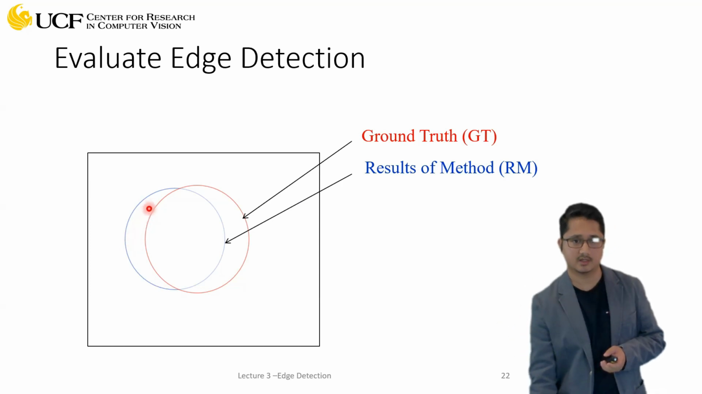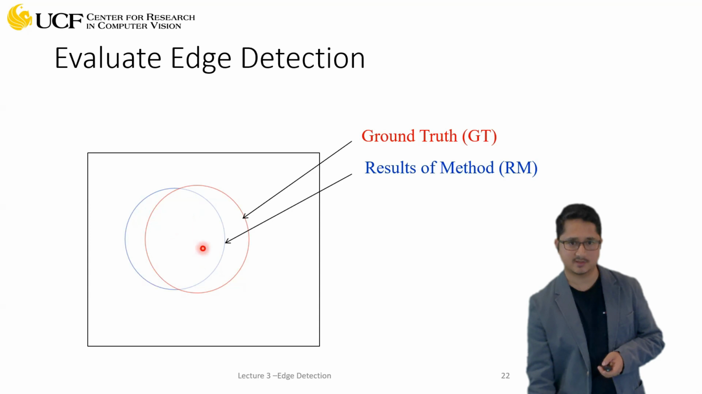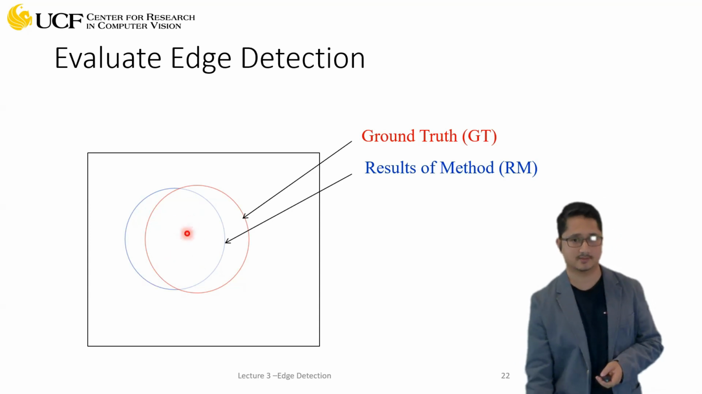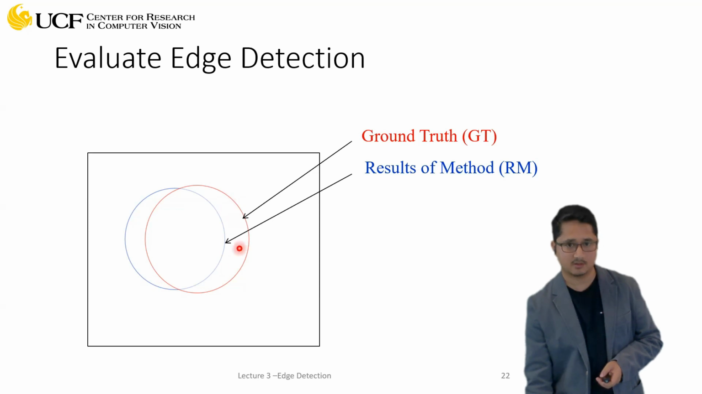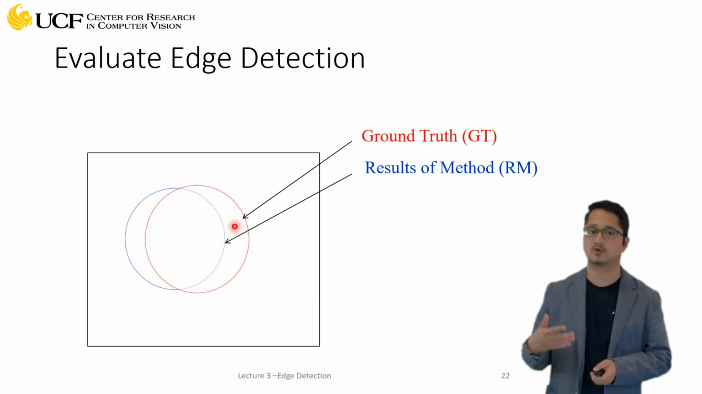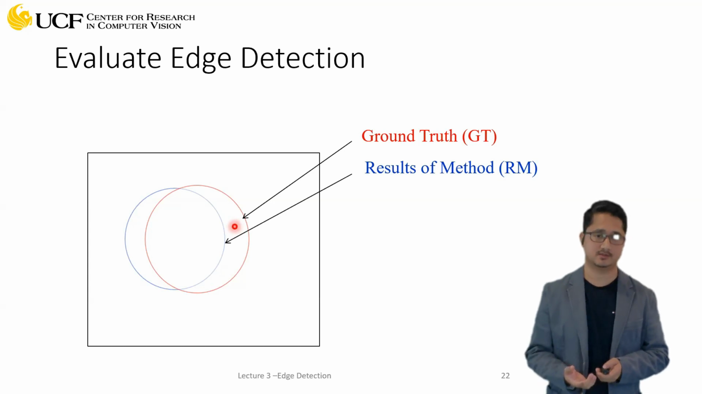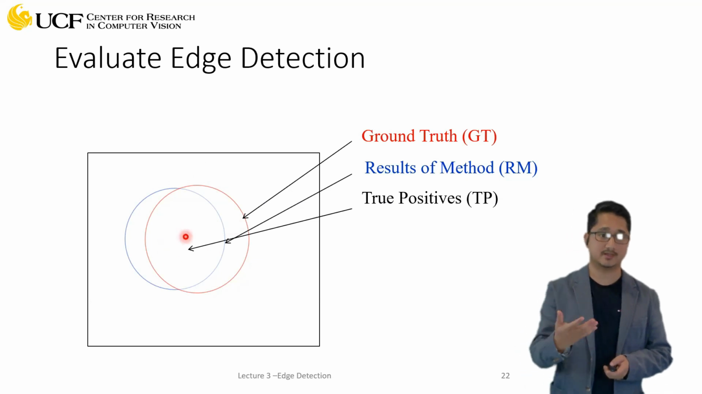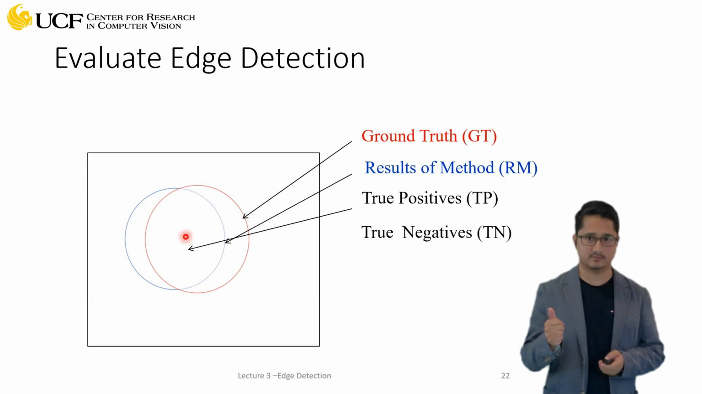This is the area where we are saying there are edges, but they were actually not ground truth. And the center one is the edges which were actually edges, and our method also said it's edges. And these are all the edges which were actually edges, but our method was not able to recognize these as edges. Okay, so we have terms for all these. The center one we call true positive because our method said it's an edge and it was actually an edge.